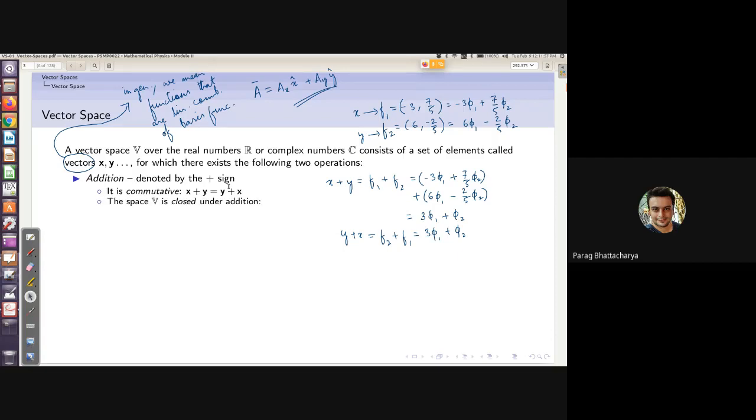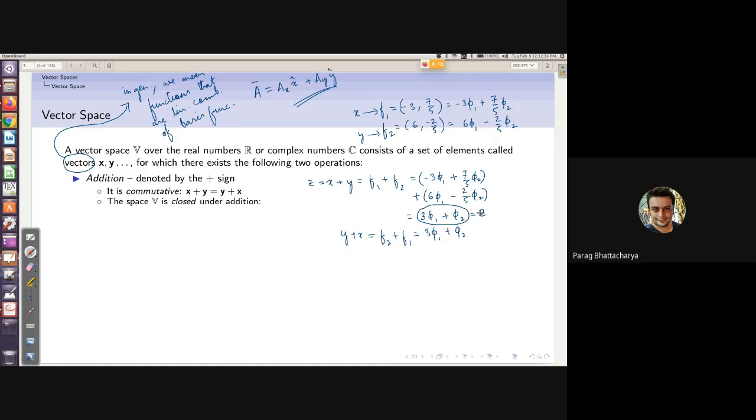Next, the space V is closed under addition. So what do you understand by closed under addition? What I mean is, if x and y are two vectors and the sum of these two vectors, let's say we call it z. Here x is this one and y is this. So what is z? z is this. Is z also a member of the vector space? What do you have to do to be a member of the vector space?